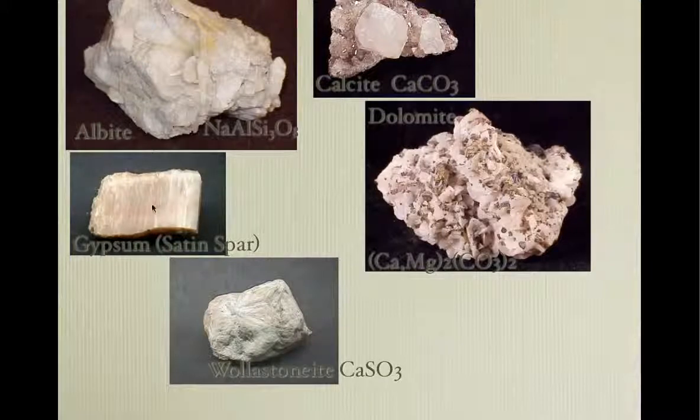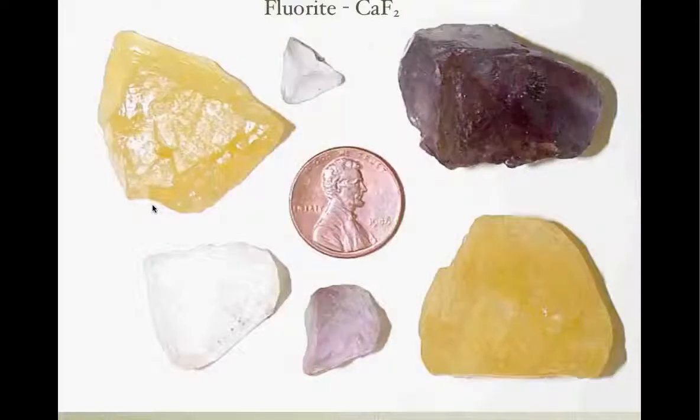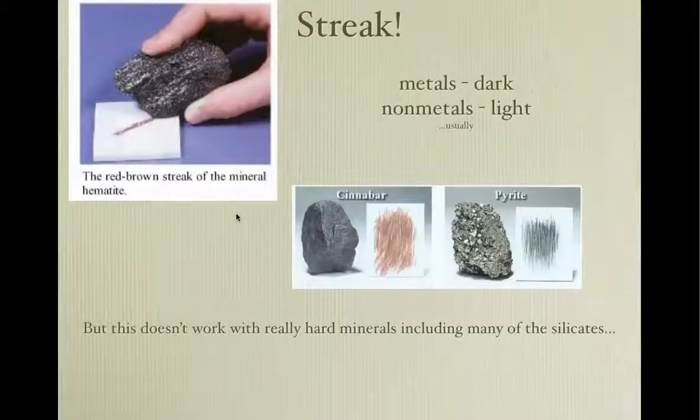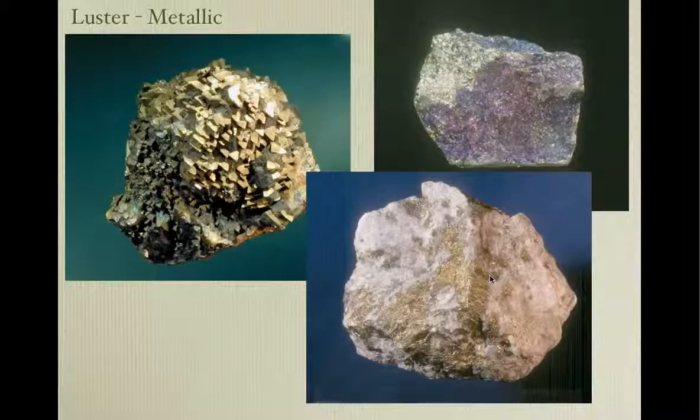And this is the fibrous kind. You can peel off these little threads. It's kind of cool. Here's fluorite, for example. It can be almost any color with impurities. So if color isn't reliable, what else can we use? Here's a hint. Streak. You rub the mineral across an unglazed porcelain plate, and if it's not too hard, it will leave a streak. Cinnabar, which is gray, kind of, leaves a brownish red streak. Pyrite, which is gold, leaves a gray streak. Most of the silicates this won't work with.